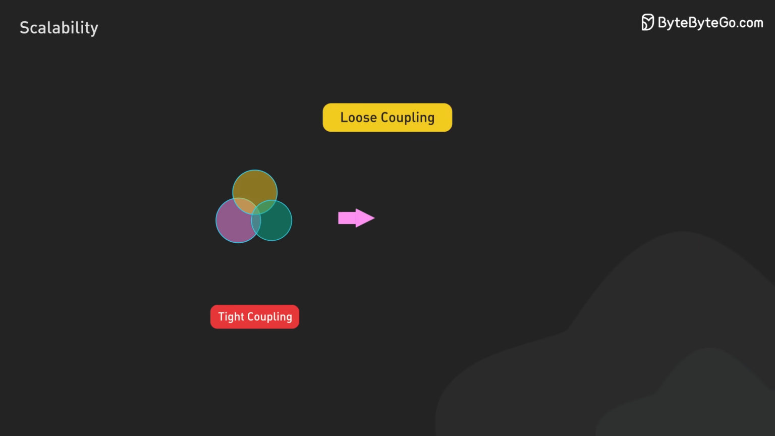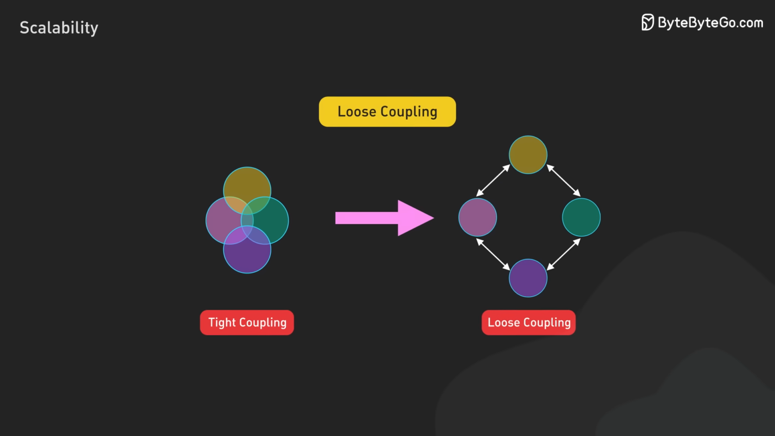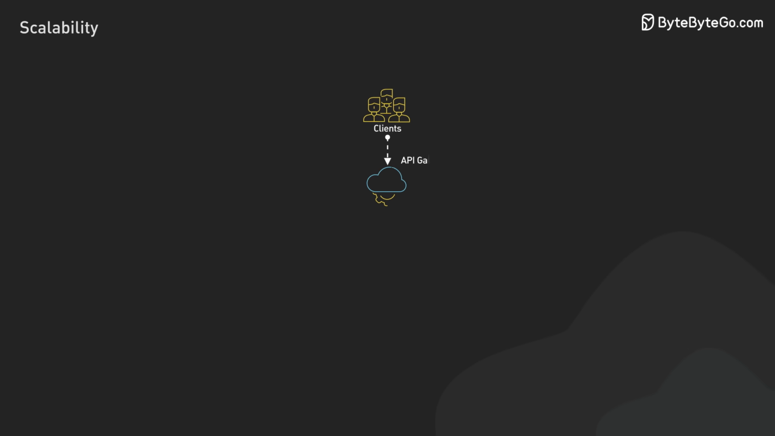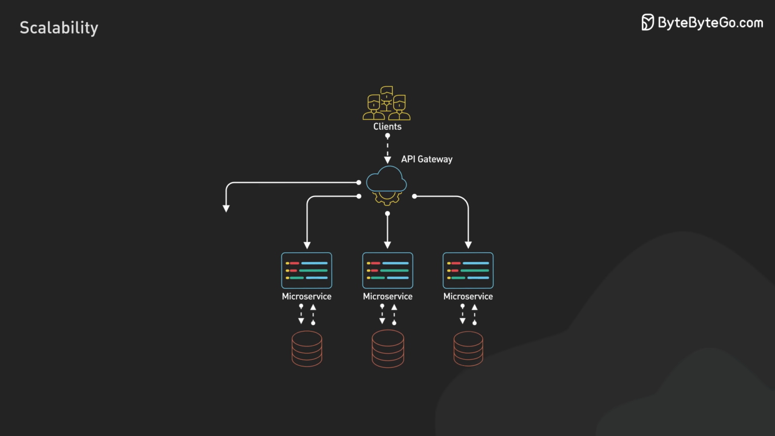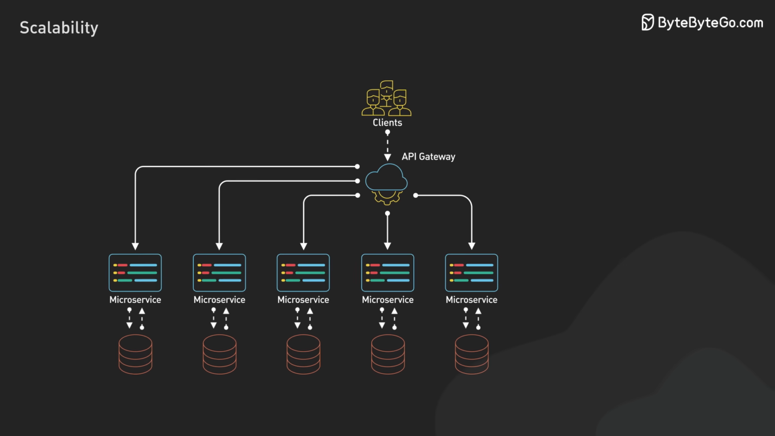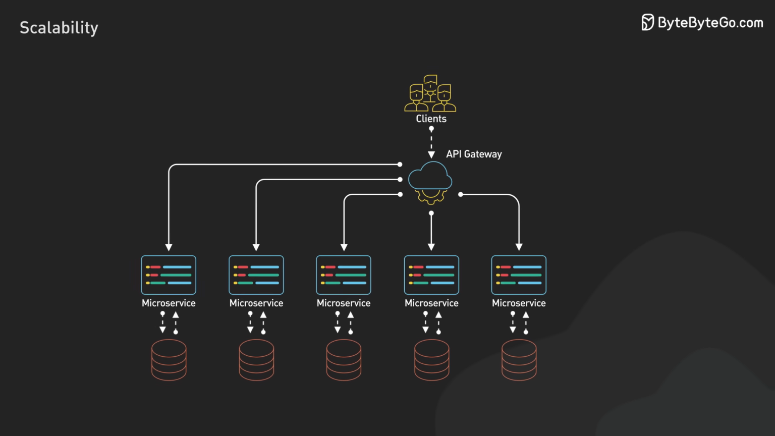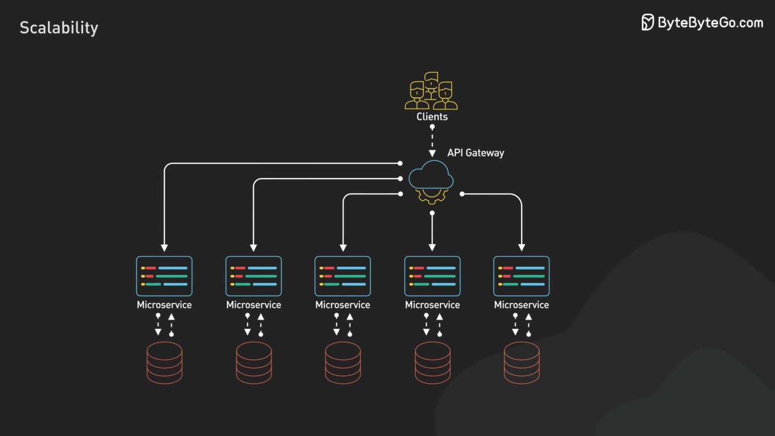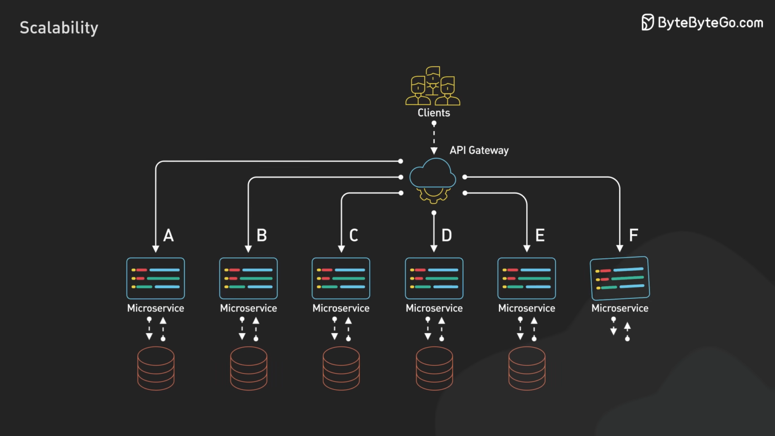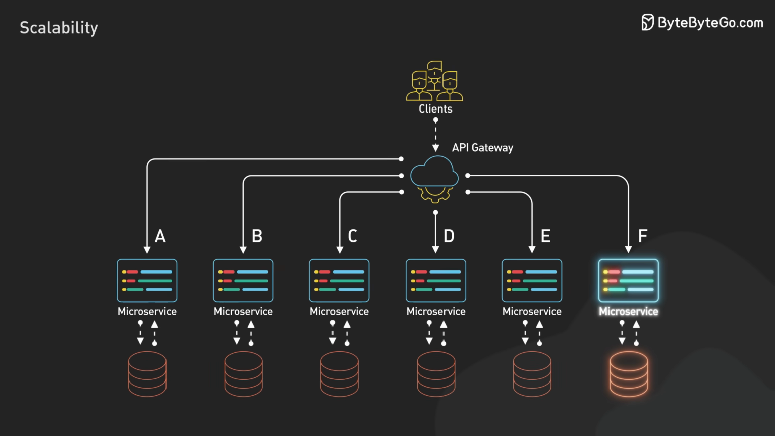Next, loose coupling. This is all about designing system components that can operate independently, with minimal dependencies on each other. By using well-defined interfaces or APIs for communication, we can modify or replace individual components without causing ripple effects throughout the system. This modularity is important for scalability because it allows us to scale specific parts of the system based on their unique demands. For example, if one microservice becomes a bottleneck, we can scale out just that service without affecting the rest of the system.